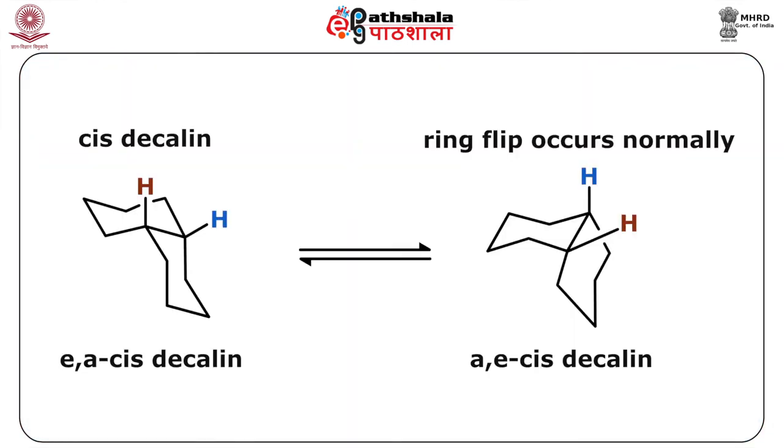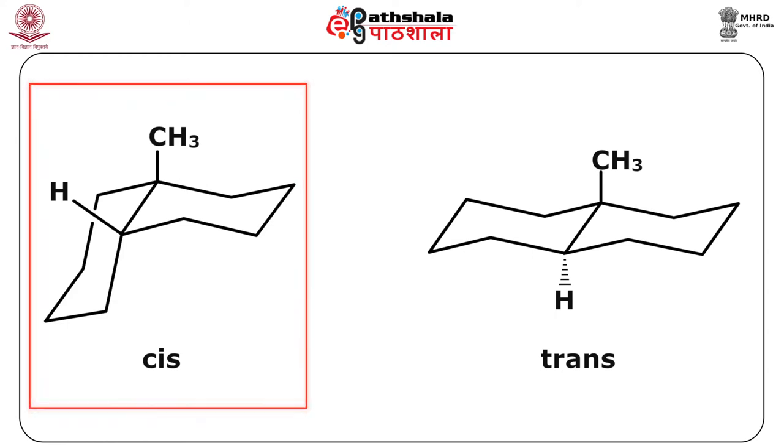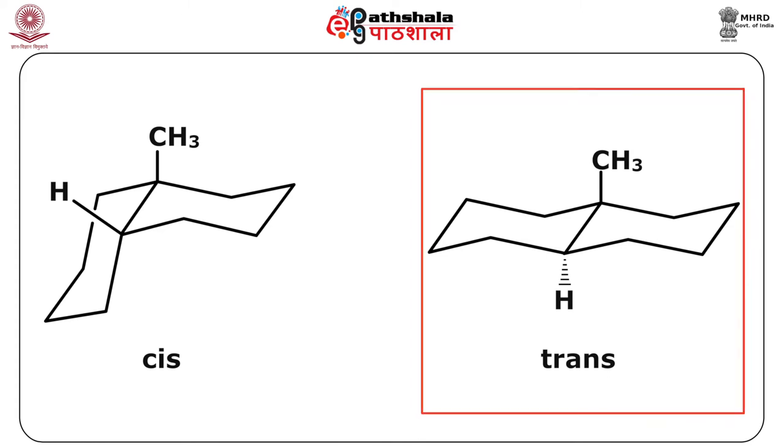Due to the convex and concave tent-like shape of cis-decalin, the two faces are sterically non-equivalent. Look at this figure. Here, an incoming substituent would prefer the less hindered convex face, which is more accessible. For example, let us study the methyl substituted case. In cis-9-methyl decalin, the methyl group occupies the convex face over the concave. However, it is less stable than trans-9-methyl decalin due to the larger amount of gauche interactions in the latter.